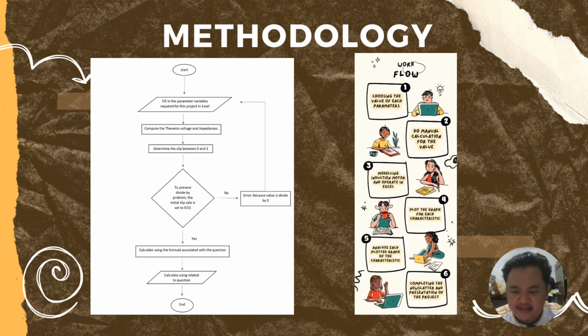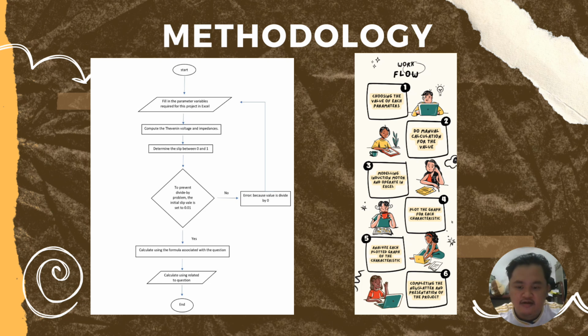Next, to prevent a divide-by-zero problem, the initial slip value is set to 0.01. When we do not succeed, it shows an error because the value is divided by 0. When we succeed, we proceed to calculate using the formula as set with the equations, and the answer is done.